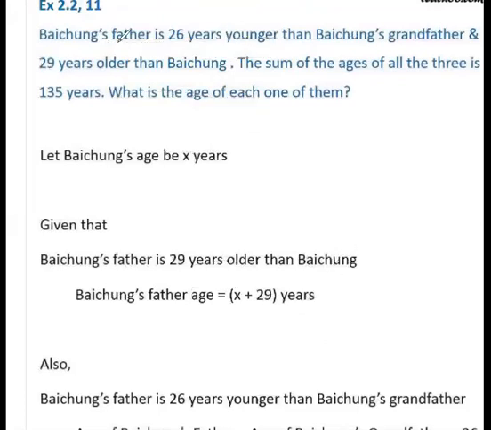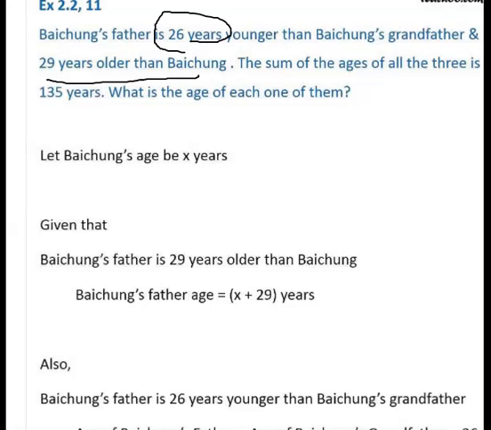Moving forward, exercise 2.2, 11th question, which again has a new concept, which is calculating years or ages. So let's see what the concept is. Bachung's father is 26 years younger than Bachung's grandfather. So Bachung's grandfather is 26 years older than his father and 29 years older than Bachung. What does this mean? Bachung's grandfather is older, Bachung's father is younger than his grandfather, and the grandfather is 29 years older than Bachung.